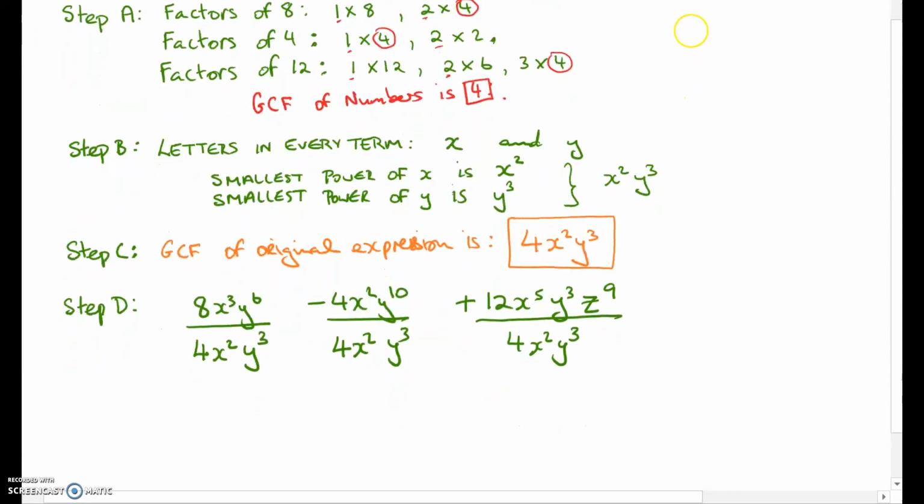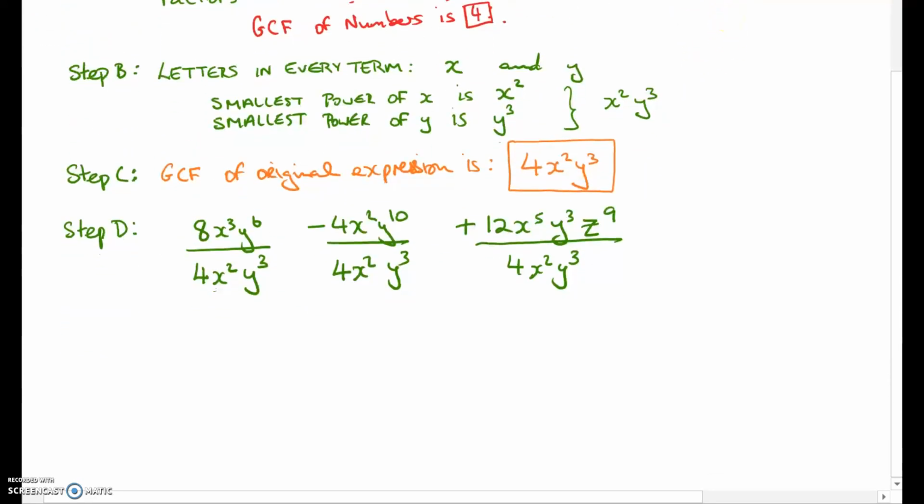Now, a reminder, the way to do this, we're going to divide the numbers the way we always divide. For the letters, for the variables, what we'll do is we'll subtract the power. We'll keep each letter and subtract its powers. So 8 divided by 4 is 2. X cubed divided by x squared, that'll be x to the power of 3, take away 2 is 1. So there's a 1 there. We can put it in, and we'll leave it off later because we don't usually include powers of 1, but we can put it in there for now. Y to the power of 6 over y to the power of 3. Well, 6 take away 3 is 3.